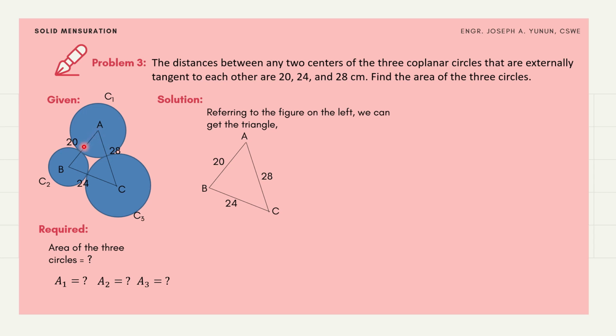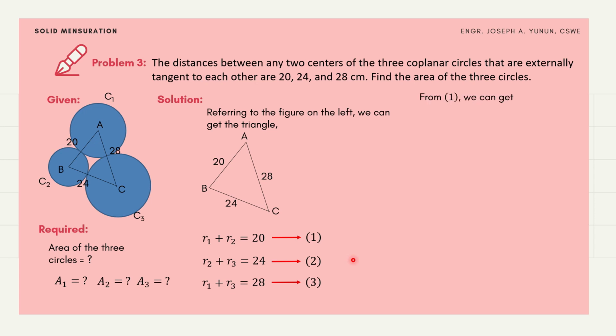So we can say that R1 plus R2 is equal to 20. Similarly, R2 plus R3, the radius of the third circle, is equivalent to 24. And R1 plus R3 is 28. So R1 plus R2 is 20, R2 plus R3 is 24, and R1 plus R3, this side, is 28. These are equations 1, 2, and 3.